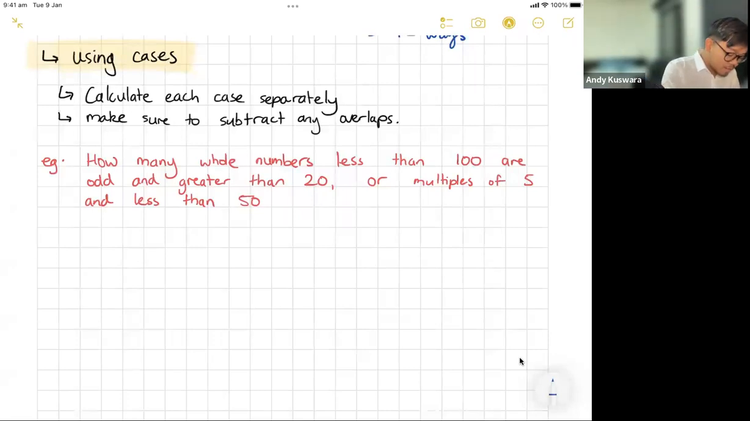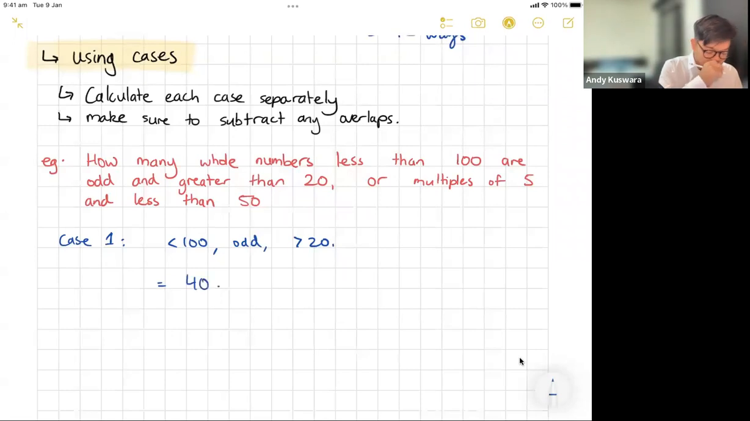Let's find case number 1. So it's numbers less than 100, odd, greater than 20. Okay. So how many numbers are less than 100, odd, and greater than 20? Well, there's 80 numbers that are greater than 20, less than 100, and 40 of those are going to be odd. So there's 40 of those that are odd.